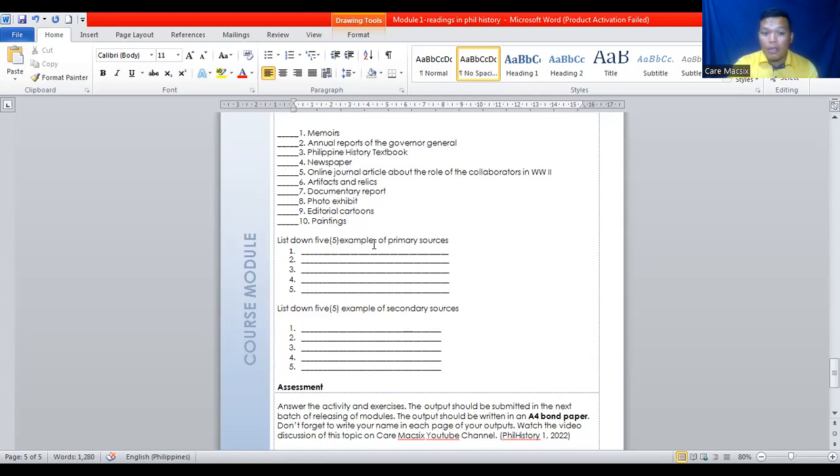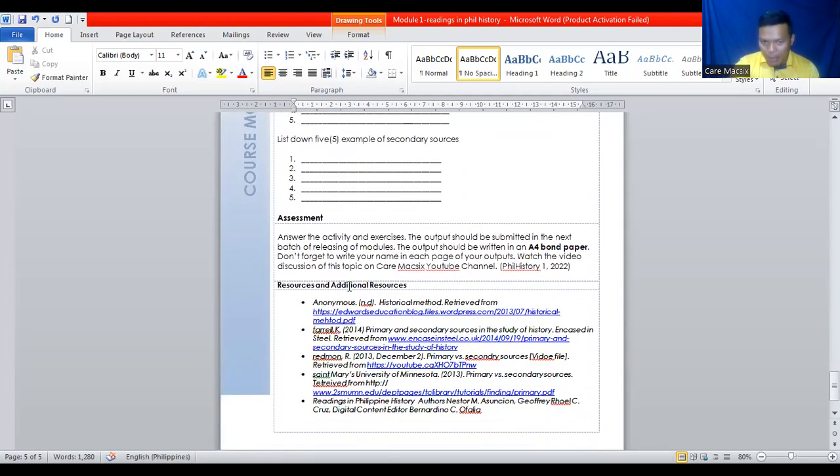Unsa namang examples of primary source? Diri sa ubos, maglist po ka og 5 examples of secondary sources. Okay? So, muna siya. Dayon, na-identify assessment.